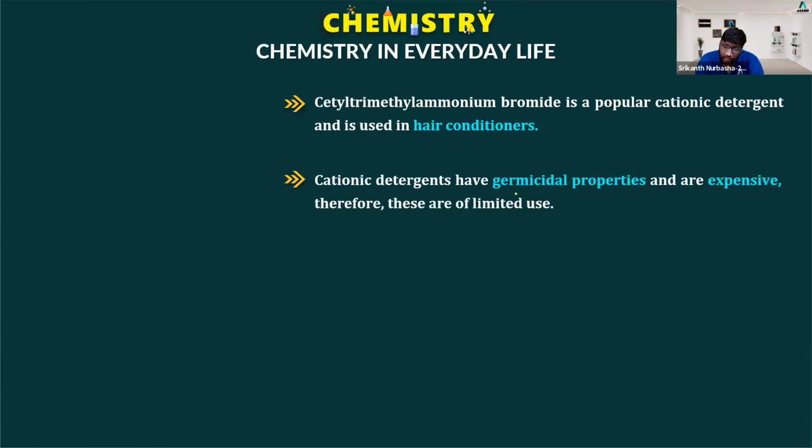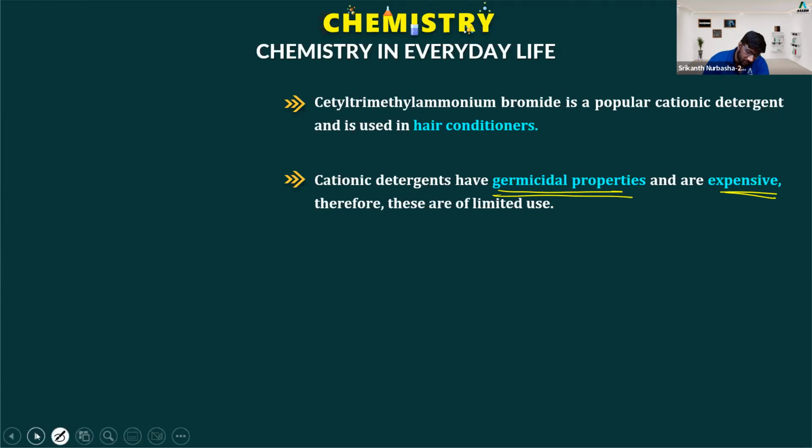Cationic detergents have germicidal properties and are expensive. Therefore, they are of limited use. That's why their usage is limited, because of cost effectiveness. Cetyl trimethyl ammonium bromide, that was an example of a cationic detergent.